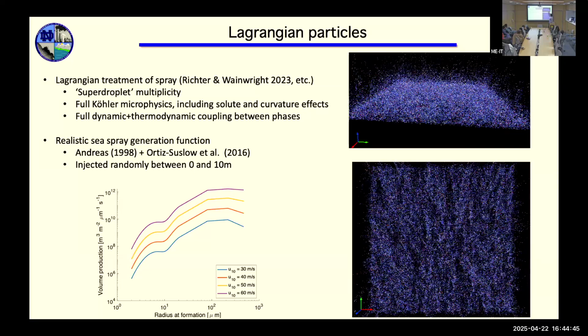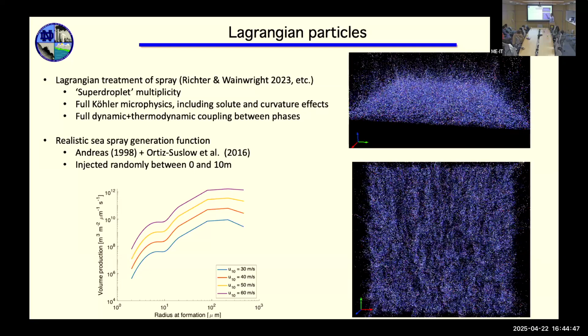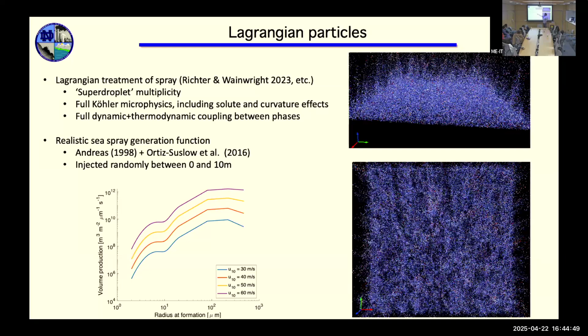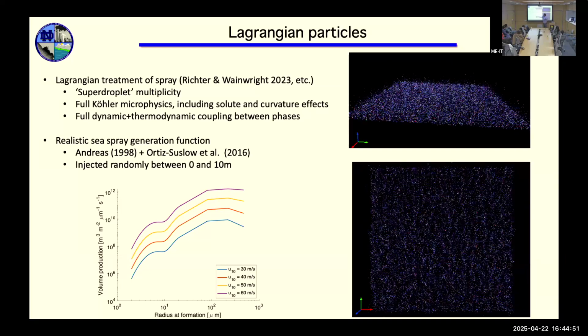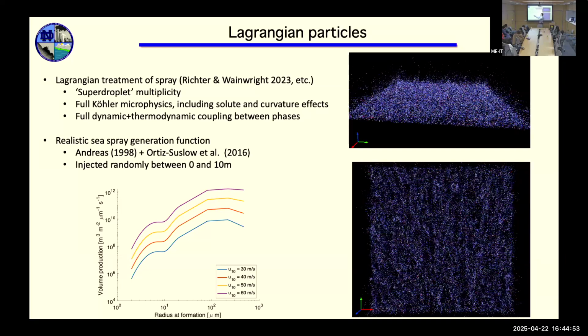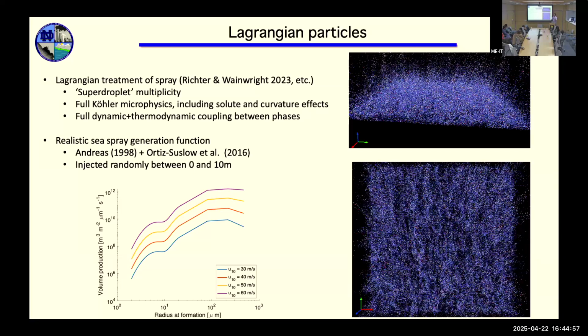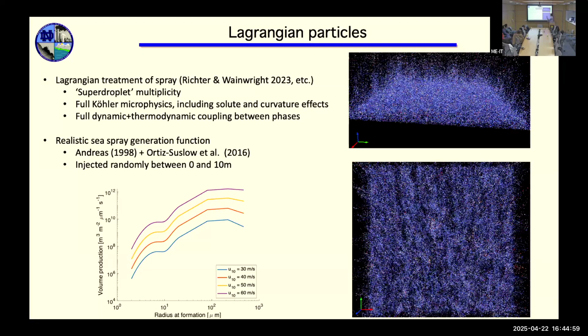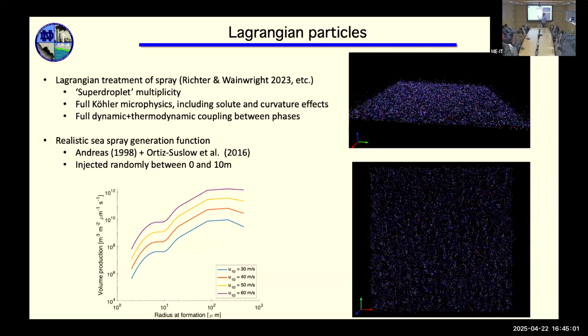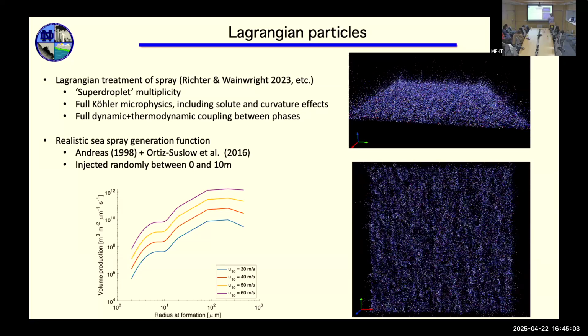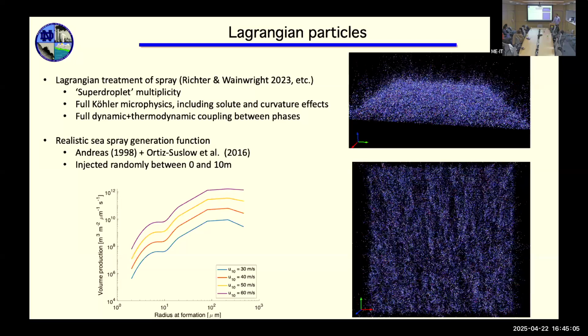The bottom is flat, as you can see, so we're still not resolving waves. So what we do is each new droplet, the SSGF is telling you how many droplets are being produced per unit area per unit time. So you enter these in randomly at every time step, and we give it a height randomly between 0 and 10 meters, as though it could have been generated on a wave anywhere between those heights.